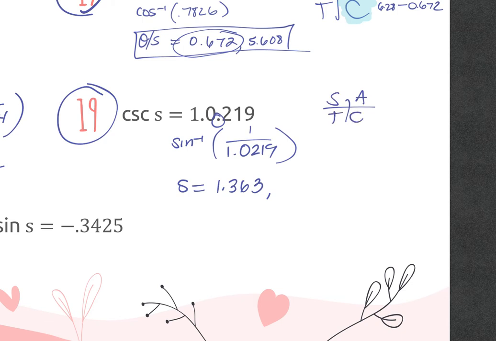We're talking about sine this time, so sine is going to be positive in the first quadrant, which is the one you already have, and in the second quadrant, so I'm going to do 3.14 minus 1.363. 1.777.